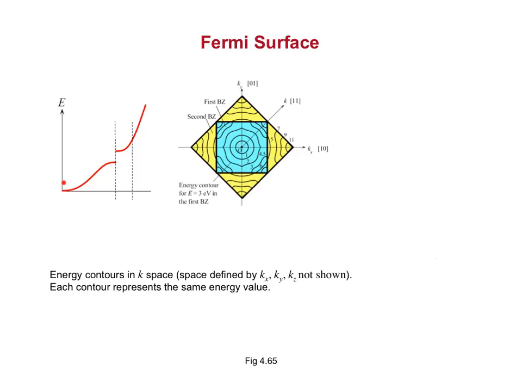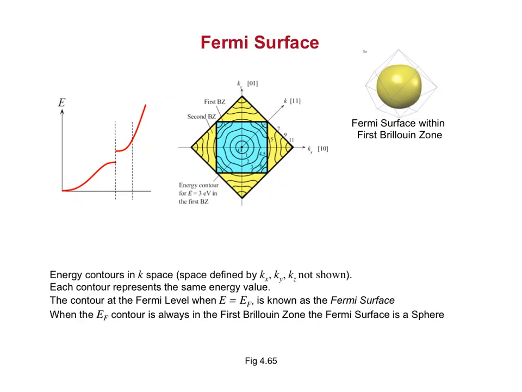Just above the bottom of the band, all of the bands are parabolic and isotropic, such that they have the same energy in all different k directions. This means that the contour plot of constant energy is a circle in k space. All of these wave vectors on this circle have the exact same energy. In 3 dimensions, this circle is a surface in the shape of a sphere. The contour plot at the Fermi level is known as the Fermi surface.